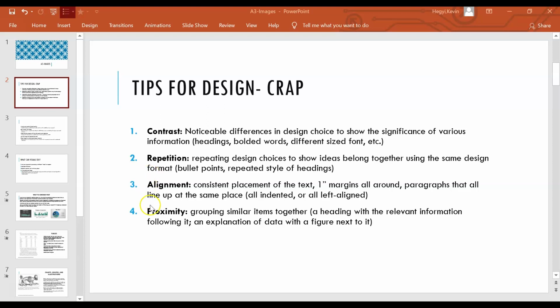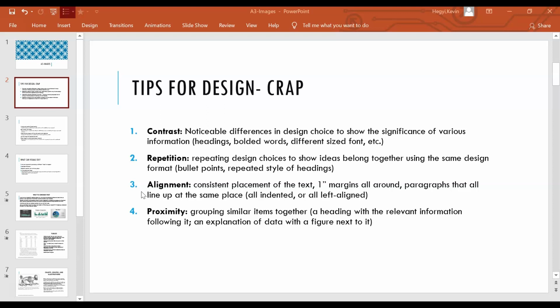Alignment, this is getting more into structural things. Just make sure that your proposals look as polished and clean in terms of alignment as possible. So everything is consistently placed. The section headings are all tabbed over. Everything is double spaced. Everything has 1-inch margins. The section headings are the same color. Things like that. And also proximity.